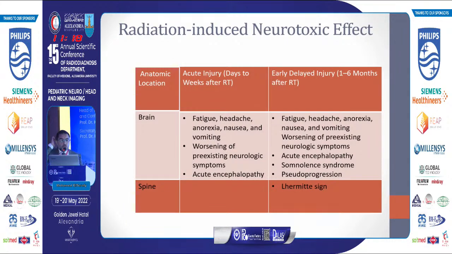Radiotherapy neurotoxicity is usually divided into either acute injury within 1 month, early delayed injury within 6 months, or late delayed injury more than 6 months after radiation.